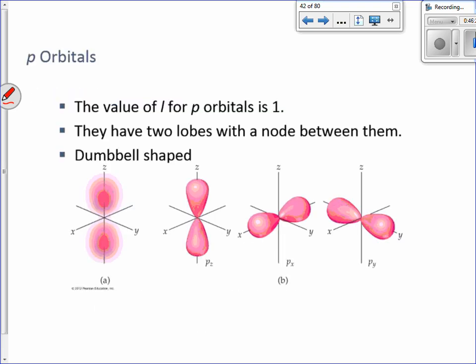Looking at the p's. This is what the density graphs look like. They have them up and down. But as you can see, the p's look dumbbell shaped. Okay, or that's what they're called.